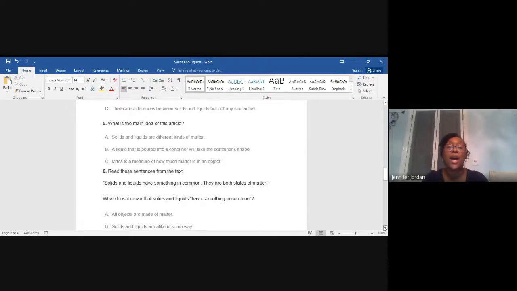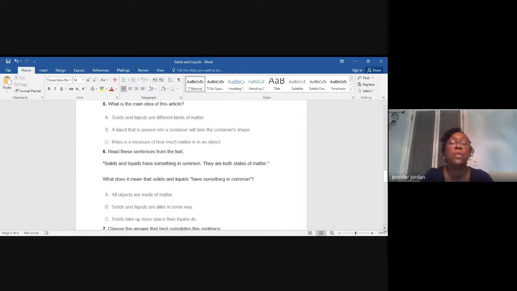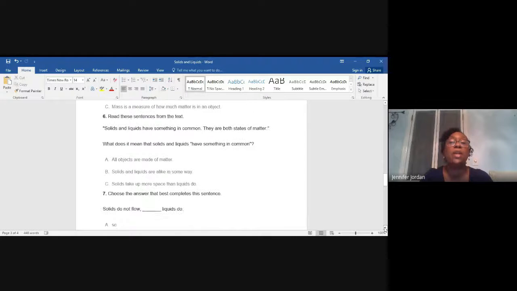We're on number 5. Okay, what is the main idea of this article? What is the big idea in this article? A, solids and liquids are different kinds of matter. B, a liquid that is poured into a container will take the container's shape. Or C, mass is a measure of how much matter is in an object. All right, think about it carefully. If you're not sure, let's scroll back up to our informational text.